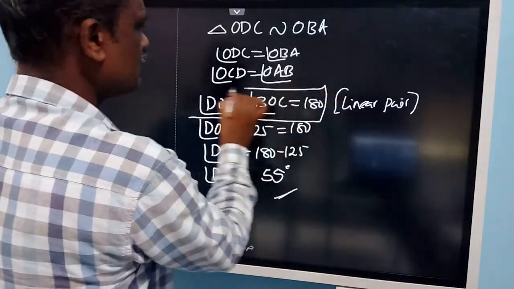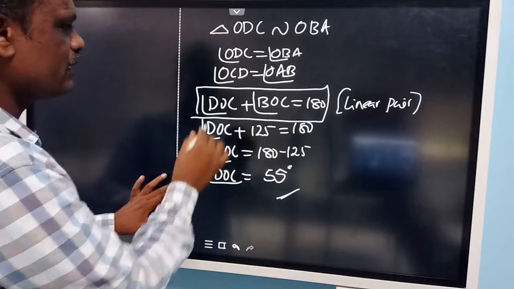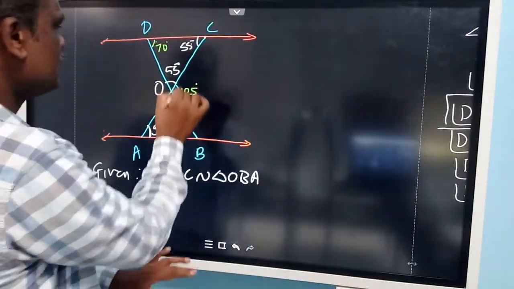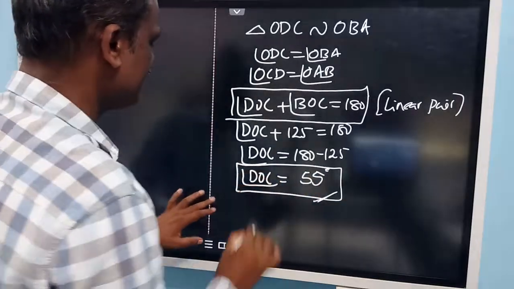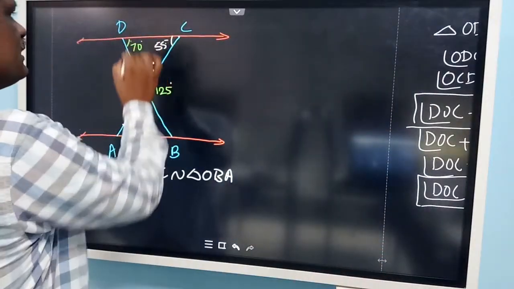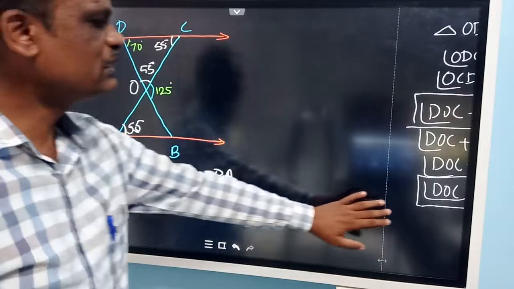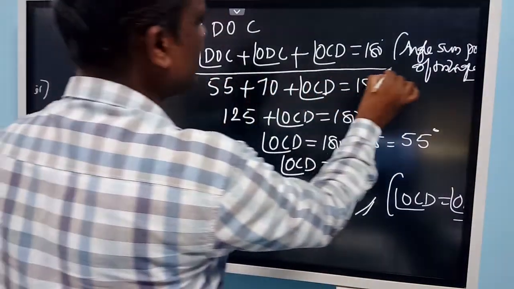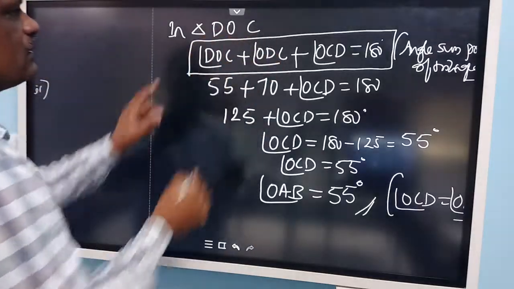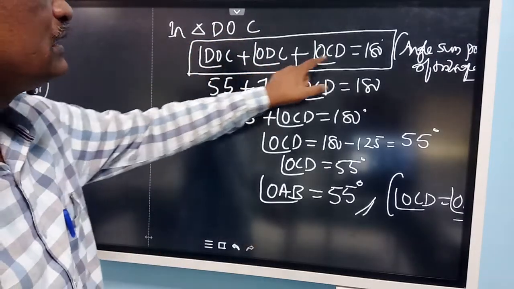This is the linear pair, DOC plus BOC. Using that linear pair, we got DOC is equal to 55 degrees. We got this one, 55 degrees. Then use the angle sum property here, the sum of three angles of the triangle. In triangle DOC, we have three angles: DOC, ODC, OCD.